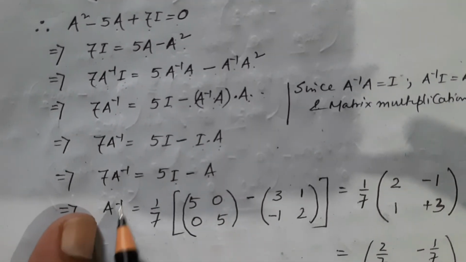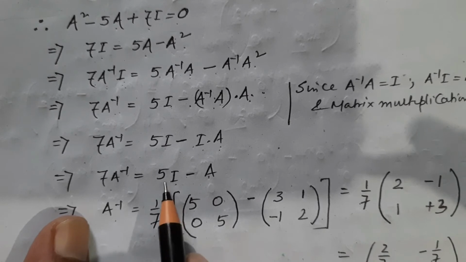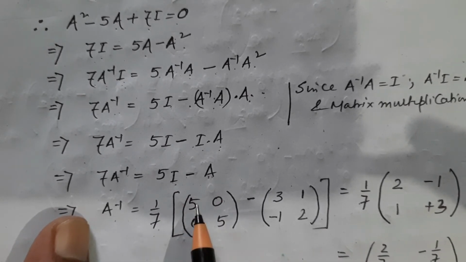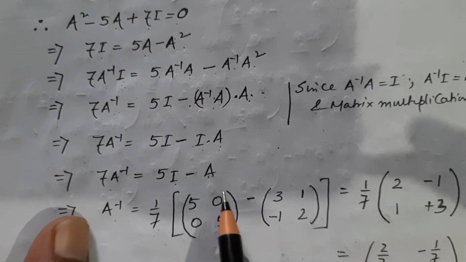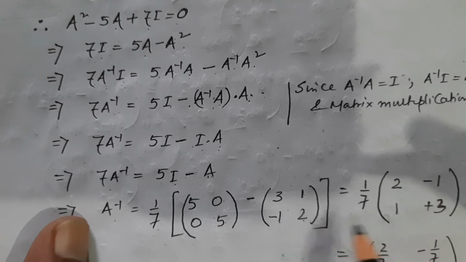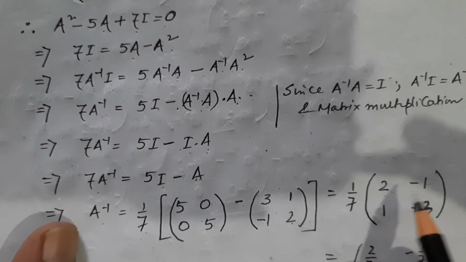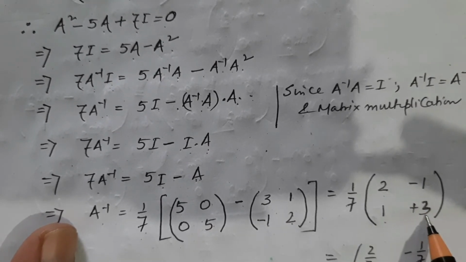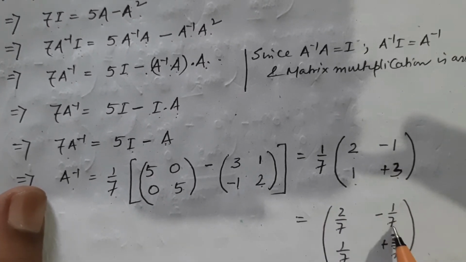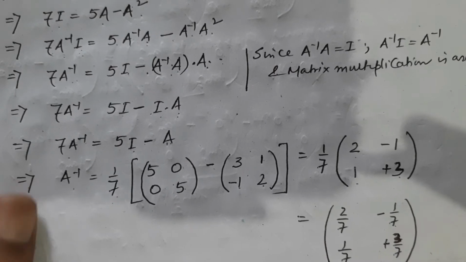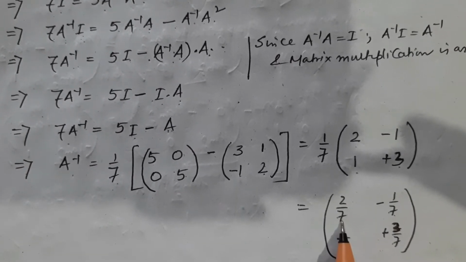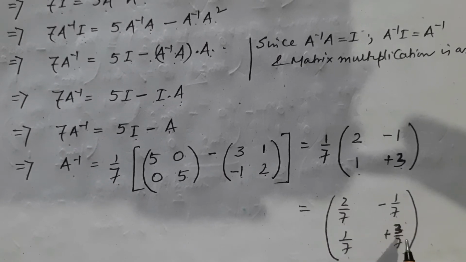Therefore A inverse equals 1 by 7 into 5I minus A, and we substitute 5I, that means [5 0; 0 5], minus A, [3 1; minus 1 2]. Subtract this matrix from this matrix, we get 1 by 7 into [2 minus 1; 1 3], and 1 by 7 multiplied with each and every element, we get A inverse equals [2 by 7, minus 1 by 7; 1 by 7, 3 by 7].